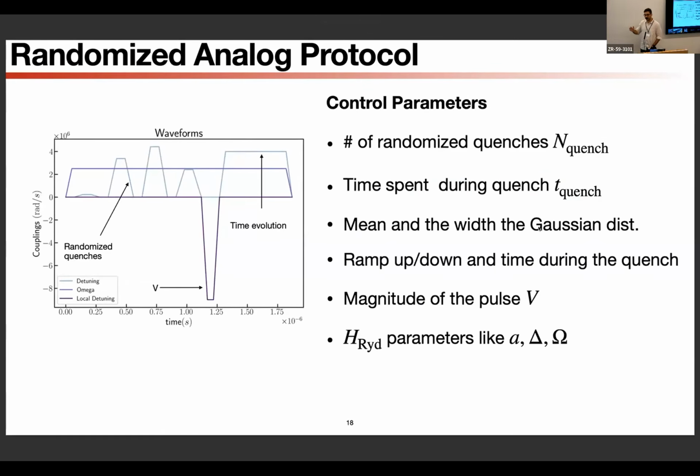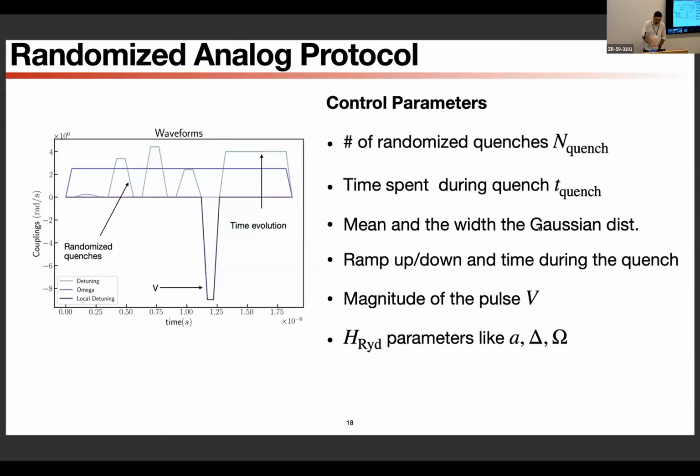I guess the disadvantage of this protocol is the high number of control parameters that you need to fine tune to extract something reliable. The first thing you need to decide is how long you want to spend quenching your system. You have finite coherence time, so you want to optimize this so that you quench the system enough that you mimic that random evolution, but also you have enough time left to see the information propagation. By trial and error, we figured out that 1 microsecond is enough to see these kinds of things. So we usually cut our quenching time at 1 microsecond.